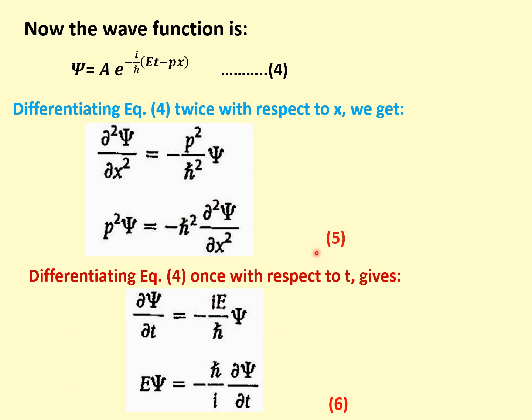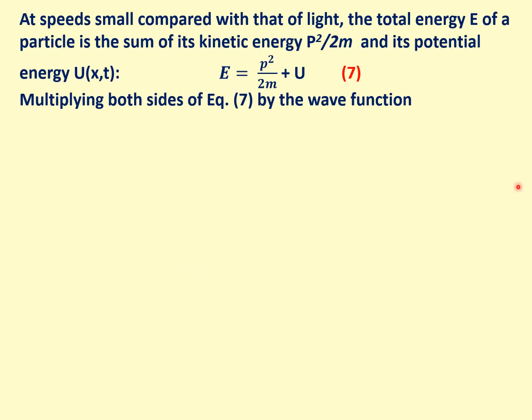So we should remember these p square psi and E psi terms in terms of delta 2 psi by delta x square and delta psi by delta t. For a particle moving with very low speeds as compared to light, the total energy E is the kinetic energy plus potential energy, where kinetic energy is p square by 2m and potential energy is U. If we multiply both sides by psi, E psi will be p square psi by 2m plus U psi.